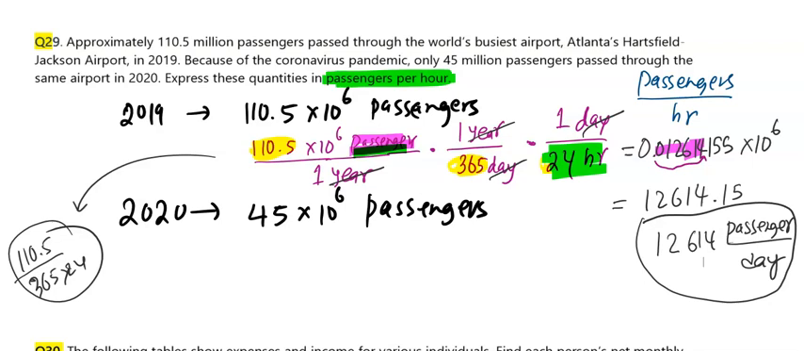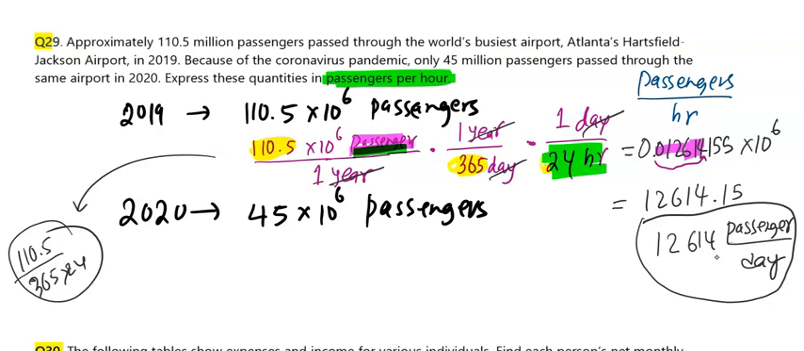But if you want to say it to the hundreds, you can say 12,600 passengers per day. Okay, that's the answer for how many passengers per day in 2019.